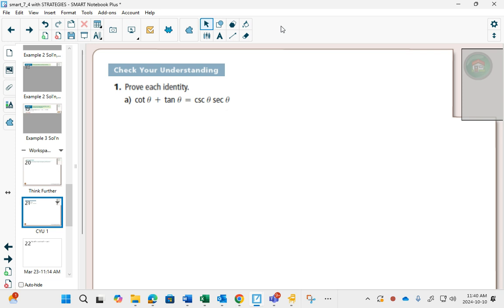So step 1 is you have to rewrite things. I'm being lazy. I'm not rewriting it. On a test, you don't have to rewrite it because you can just draw the line right away. We split up both sides. And I have cotangent theta plus tangent theta equals cosecant theta secant theta.